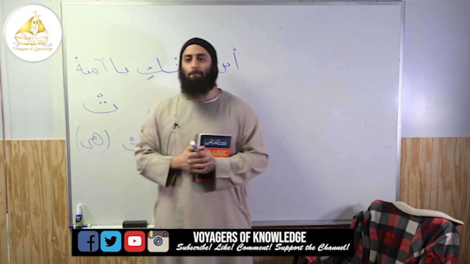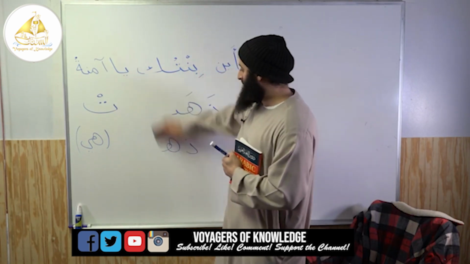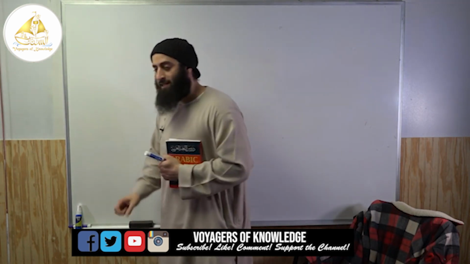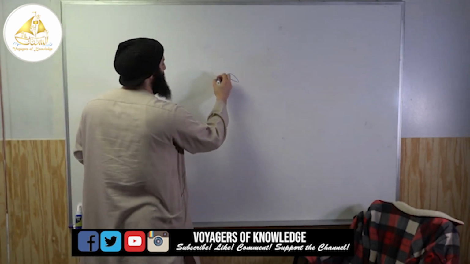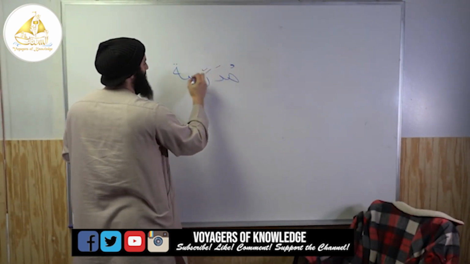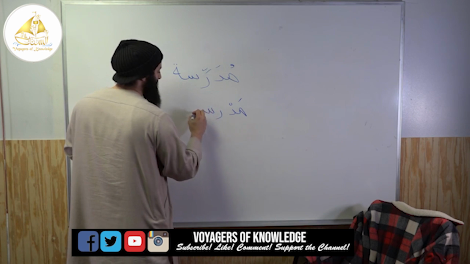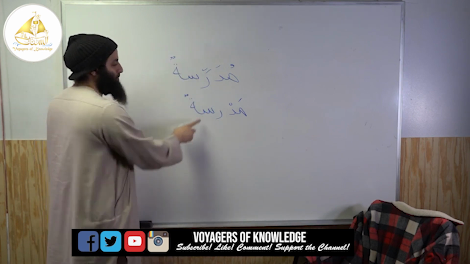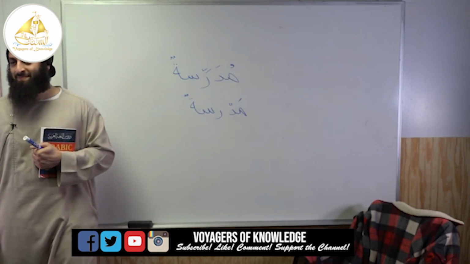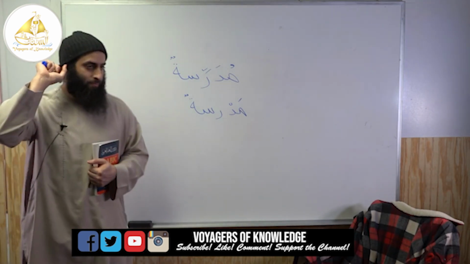Wasn't the ta marbuta for the school as well? Is it for the school also? They both have ta marbuta. They're both female, and they both have that ta marbuta, meaning the ta that's tied at the end. All right? Mudarrisa, this is teacher, right? Madrasatun, this is school. Without the haraka, they're the same. Just kasra. Teacher, school. Without haraka, we just need to understand by the context.